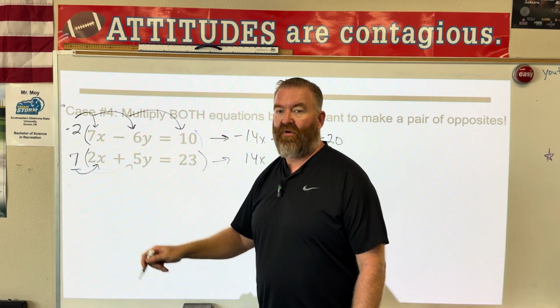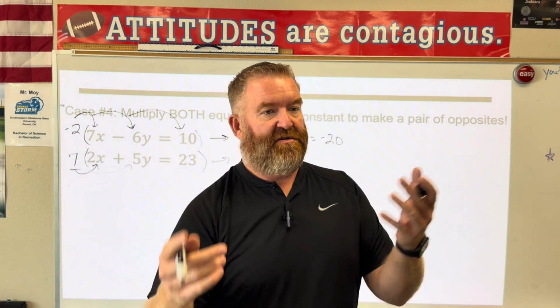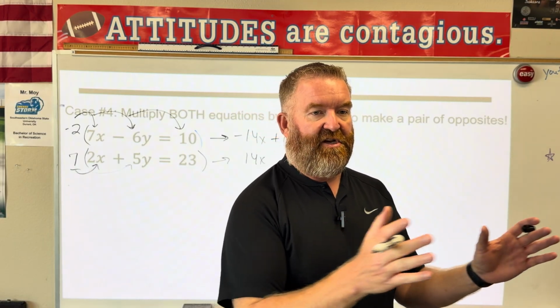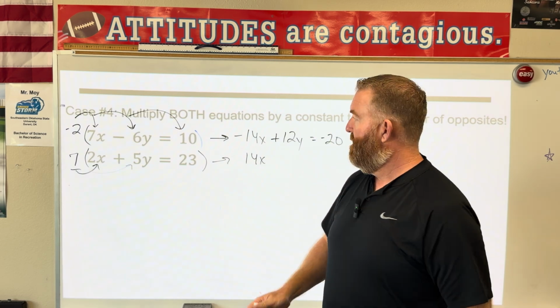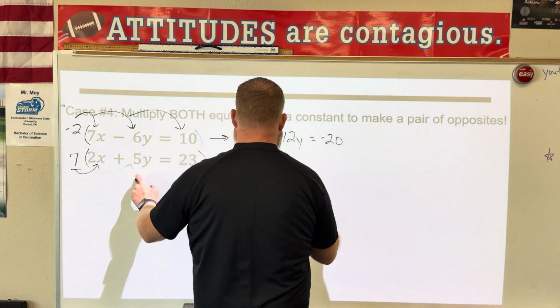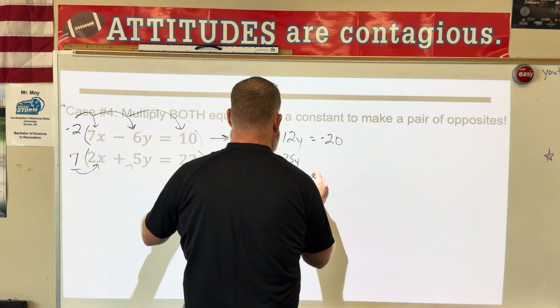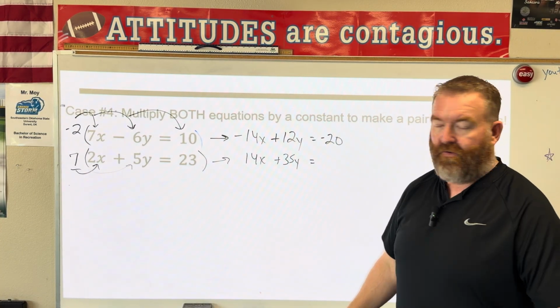Now, don't stop there. Remember, if you do something to one part of an equation, what's the rule? You've got to do it to the entire equation. Because if you stop and you don't finish the equation, you have now changed the equation. Don't do that. Okay? All right. So what's 7 times 5? Positive 35y. And then what's 7 times 23? Calculator. Is it 161?